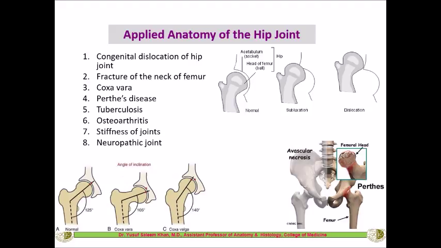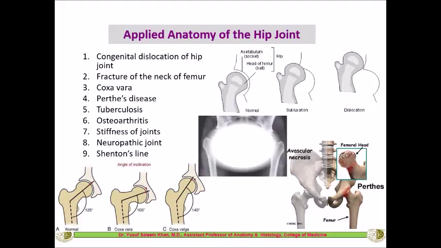Then there is also a condition called neuropathic joint, and there is one more important thing called Shenton's line. Shenton's line is used to trace whether there is any fracture or dislocation of the femur or not. Shenton's line is a line which extends from the superior ramus of the pubis, over the upper border of the obturator foramen, and it continues over the neck of the femur as a continuous arch line. It will be a continuous line over these three points: the superior ramus of the pubis, the upper border of the obturator foramen, then the neck of the femur.